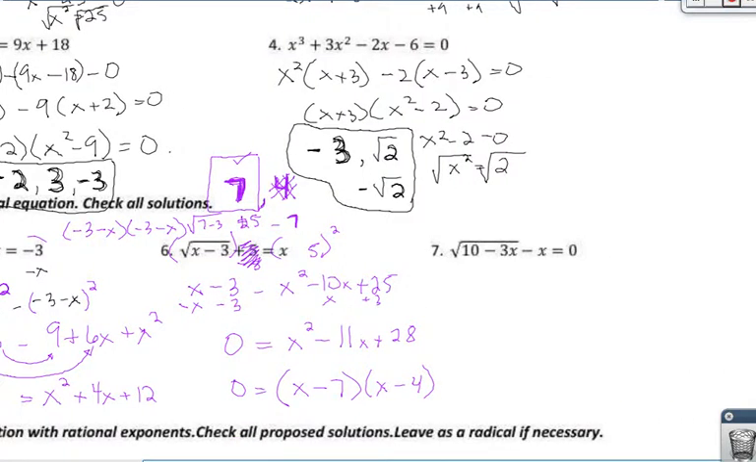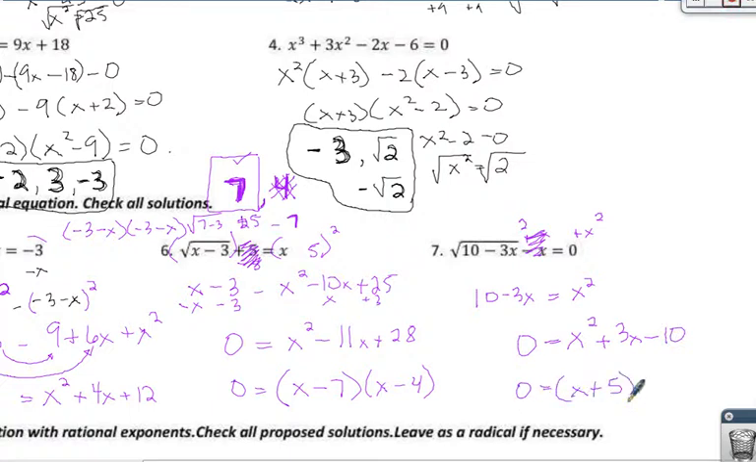Okay, so on most radical equations, you should be going back in and checking to see if your answer is actually a solution. Okay, one last example. We're going to add x to both sides to get rid of it so that we can square. And we end up with 10 minus 3x equals x squared. We make everything into a quadratic, plus 3x minus 10.